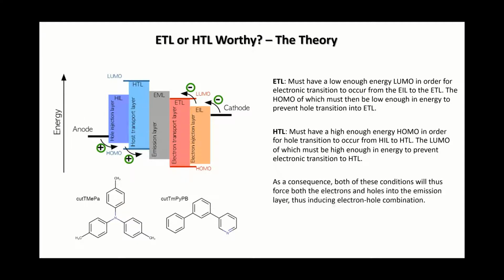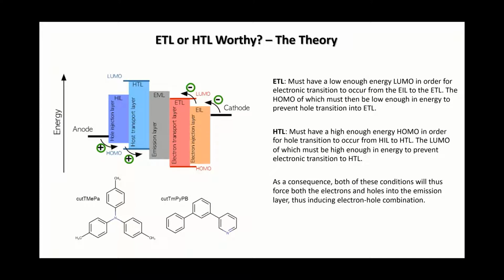Now these two, should we say boundary conditions, make it such that it's now much more likely our positive hole and electron will find each other in the EML, as they are now forced to stay within it after their various transitions. Therefore then, to solve our problem, we must calculate the HOMO and LUMO energies of our two molecules to deduce which can act as the HTL and which can act as the ETL.